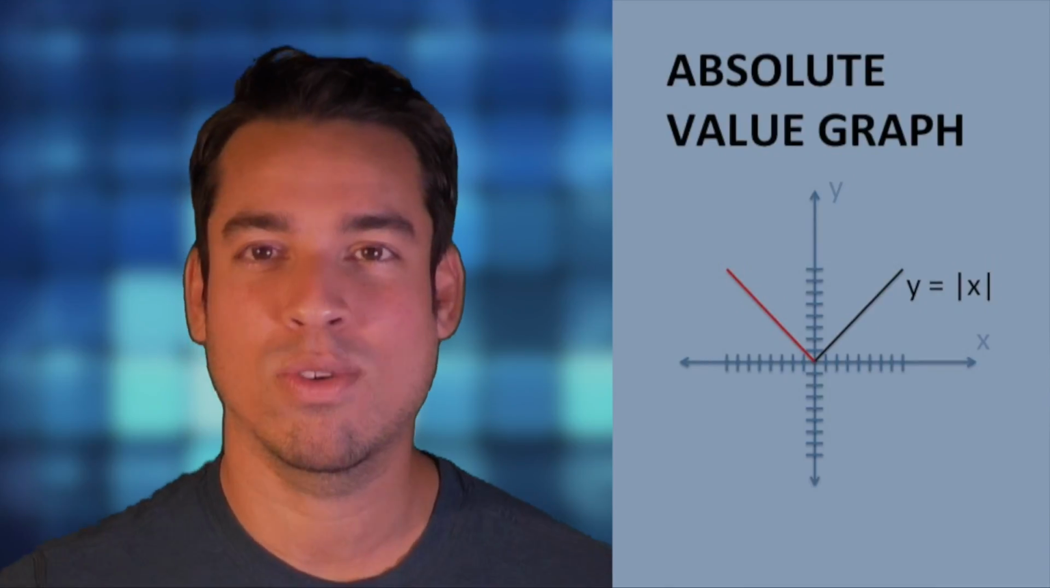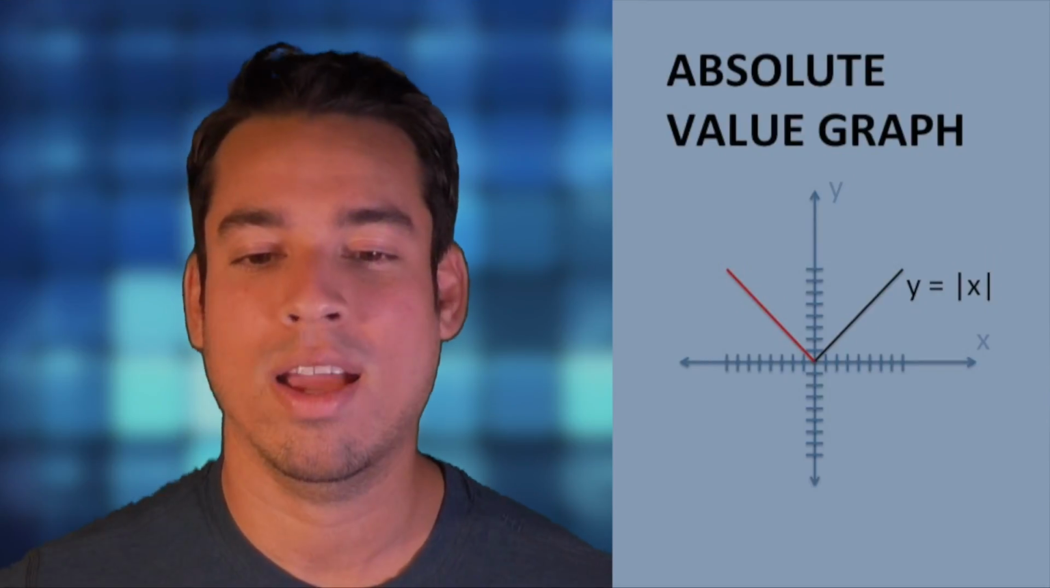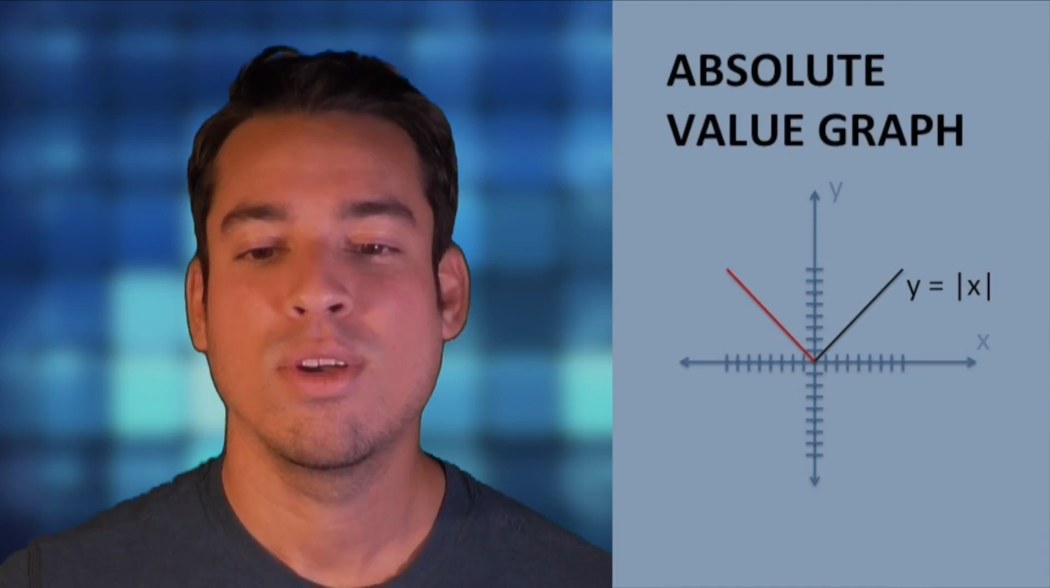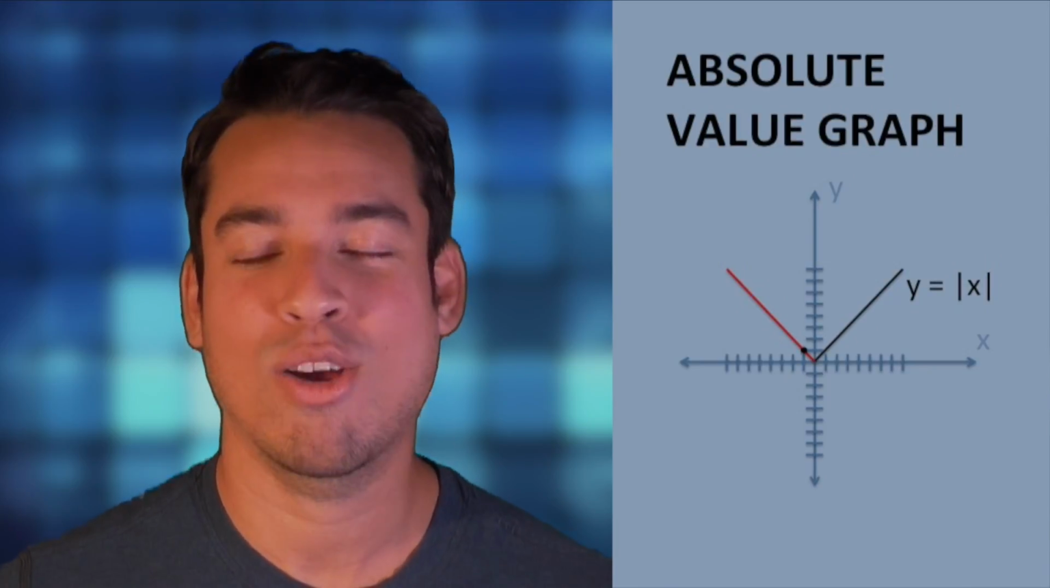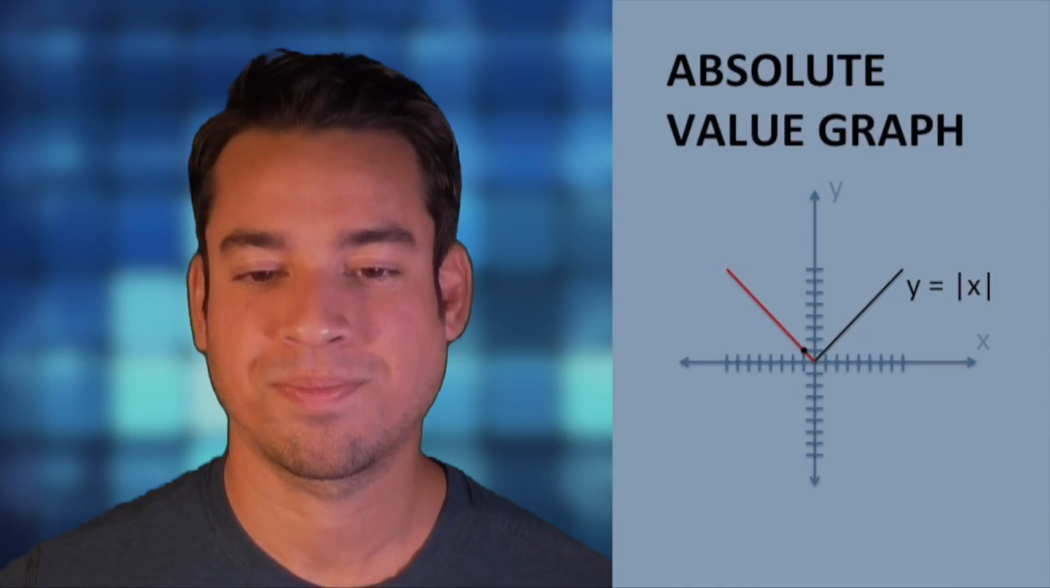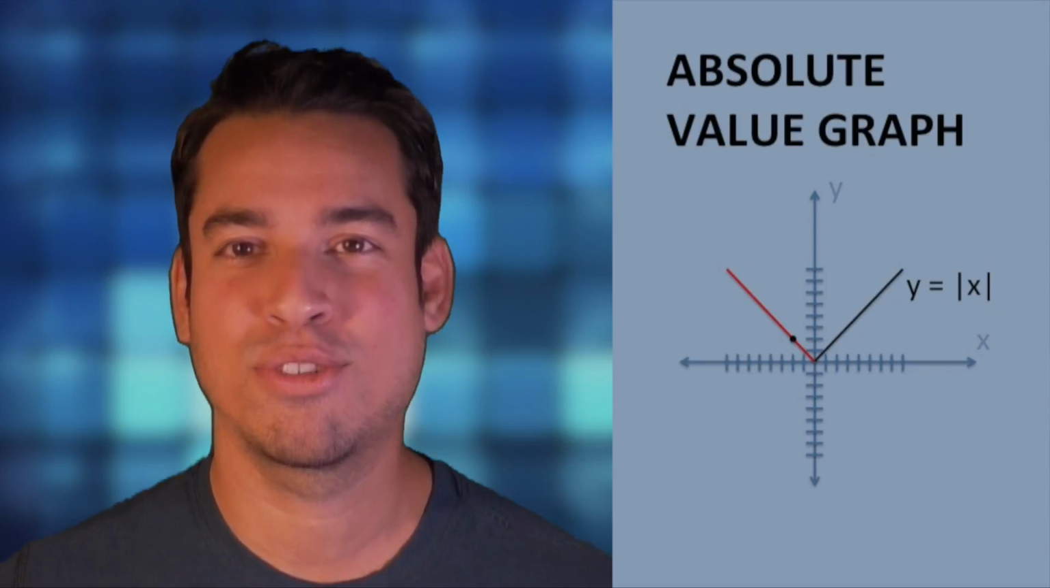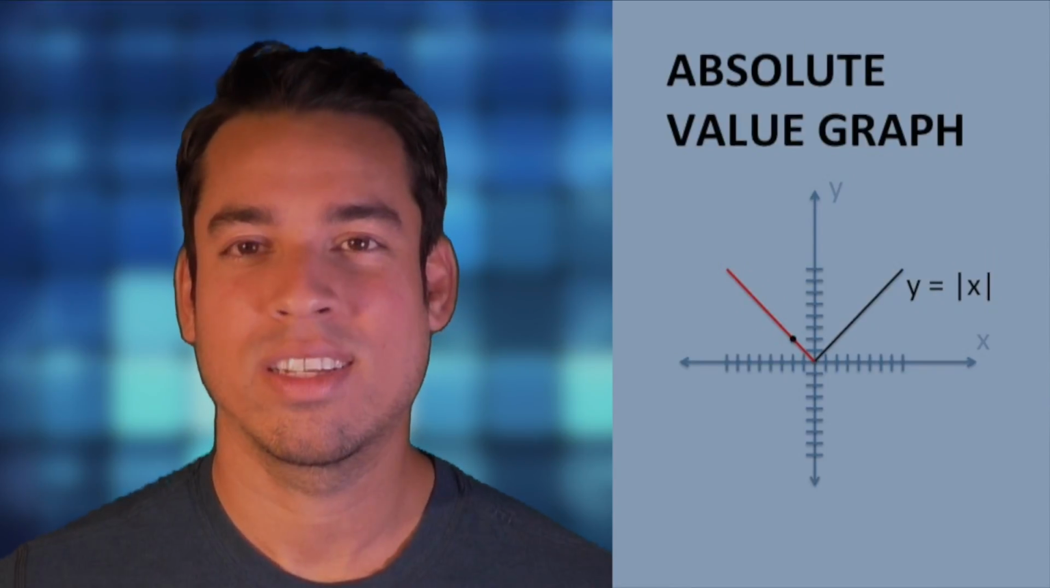It's kind of like the mirror reflection over the y-axis. So right where we have x equals -1, our y equals +1. Where x equals -2, our y equals +2.